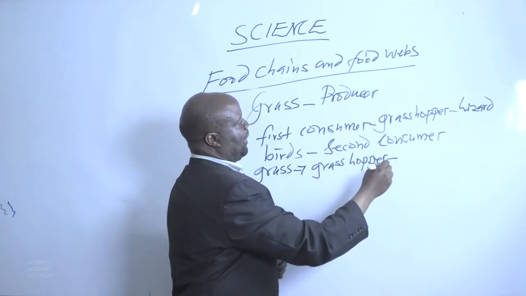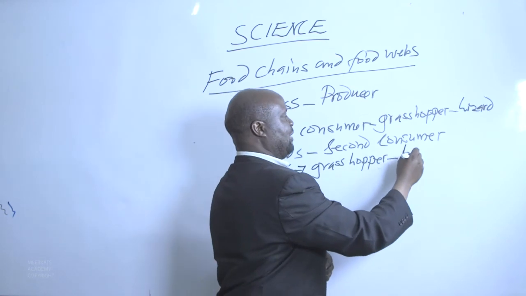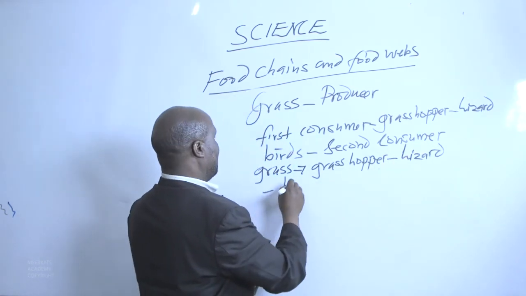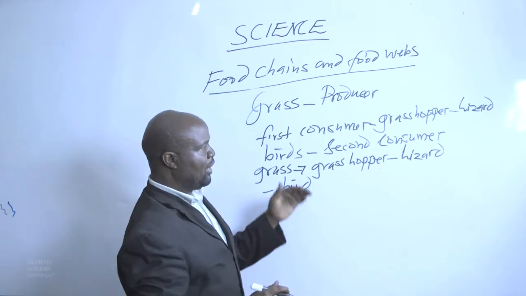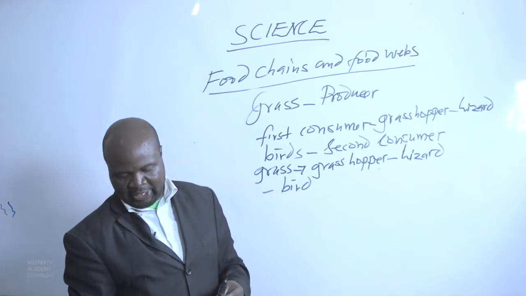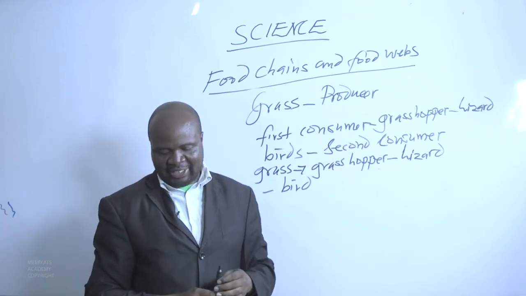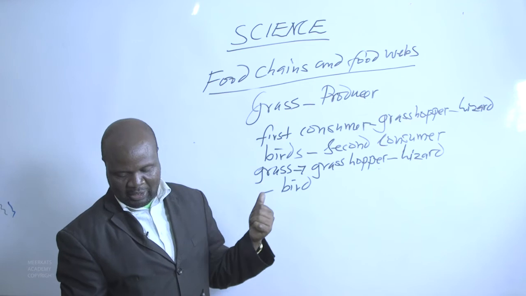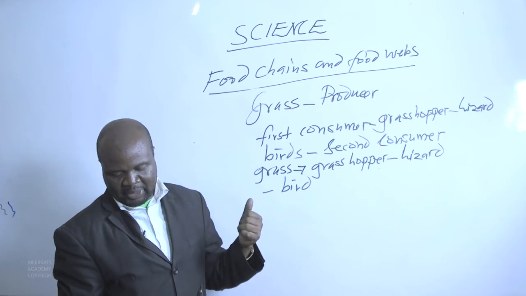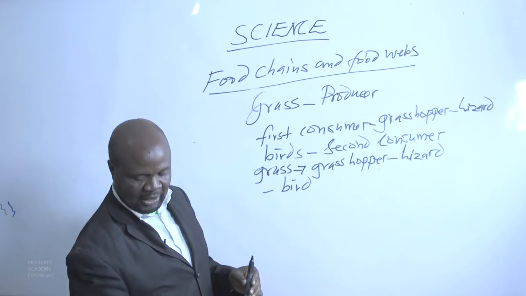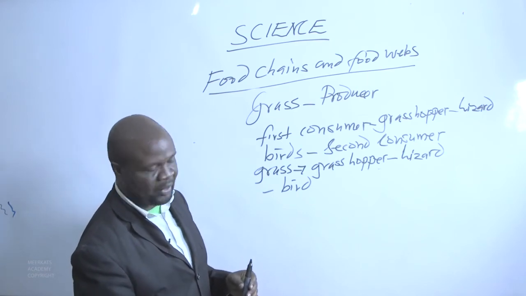Yes, grass, grasshopper. Then we have our lizard. Then from our lizard, we have the bird coming up. This is another way of showing a food chain. In the above chain, the lizard is the second consumer, and the bird is the third consumer in such a relationship that we have shown.